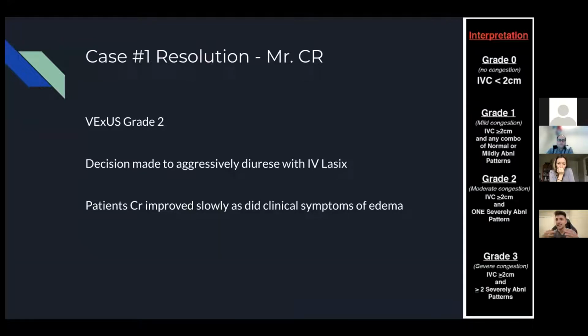So I think that's a really nice classic case where a patient came in, they thought he had a prerenal AKI, and the ultrasound helped convince us that, you know what, actually, this probably is just ongoing venous congestion and he needs more aggressive diuresis.